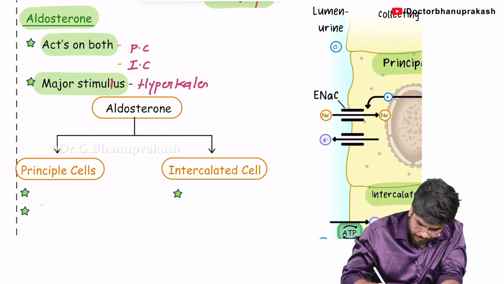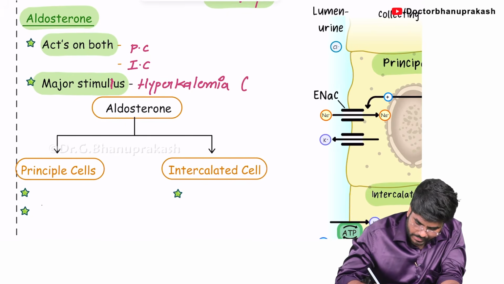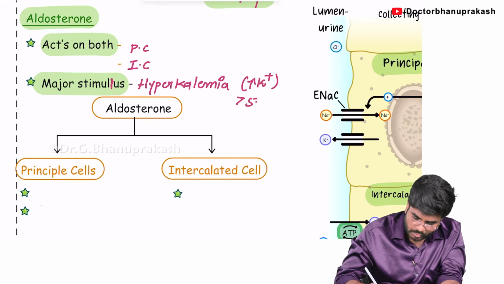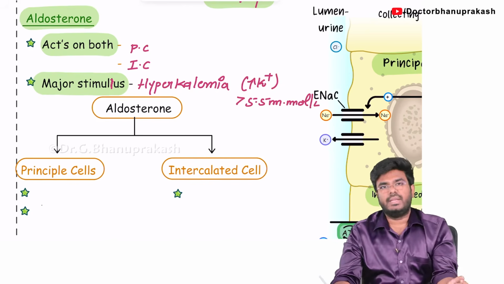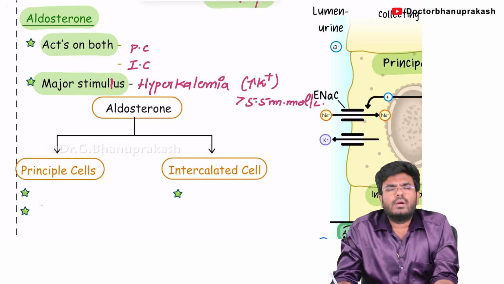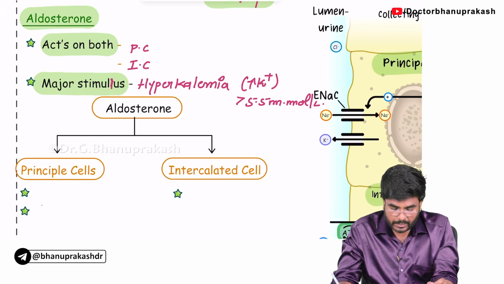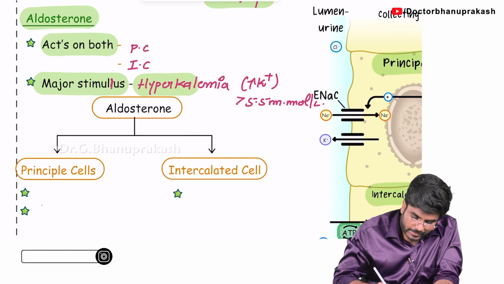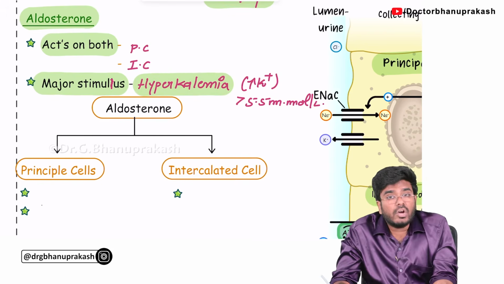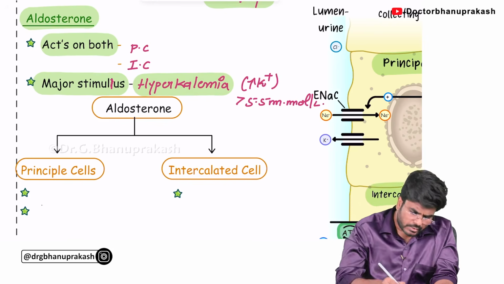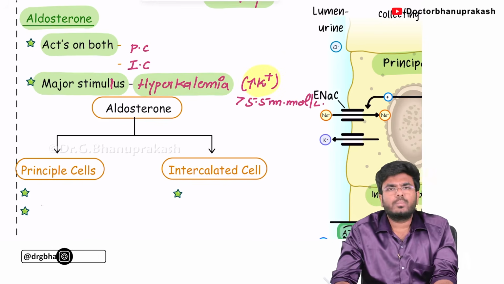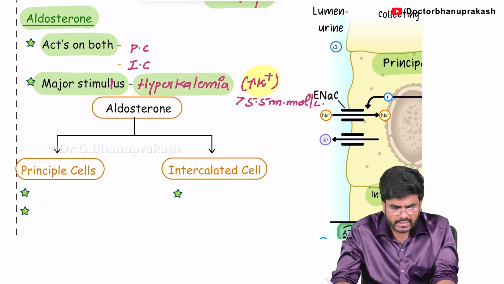Hyperkalemia. What is the meaning of the word hyperkalemia? Hyperkalemia means your potassium levels are increasing, more than 5.5 millimole per liter or milliequivalent per liter. If your potassium is going more than 5.5 milliequivalents per liter, then it is called hyperkalemia. And hyperkalemia is a major stimulus for release of aldosterone. So tell me, is it good to have more potassium? No, definitely not. Potassium is going to cause arrhythmias and that can actually kill the patient.